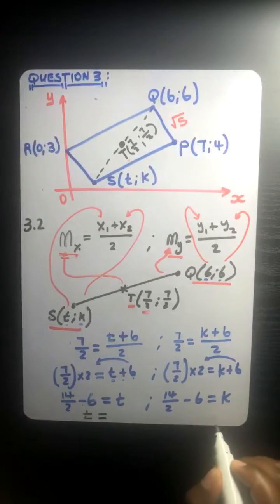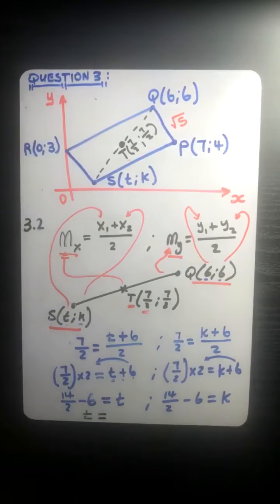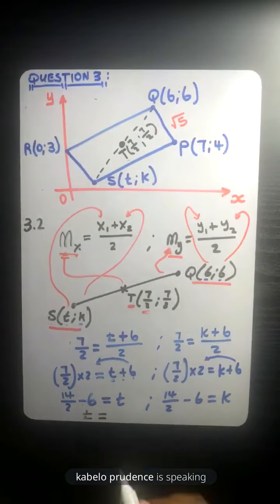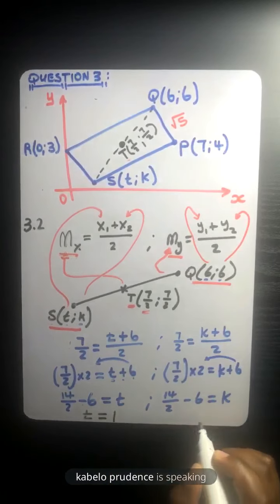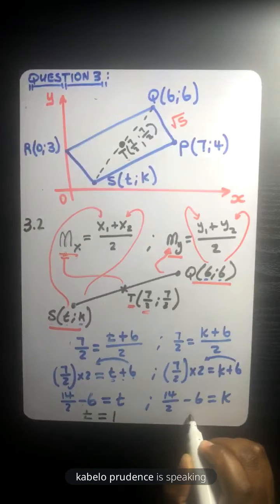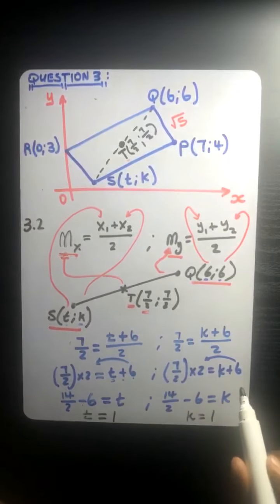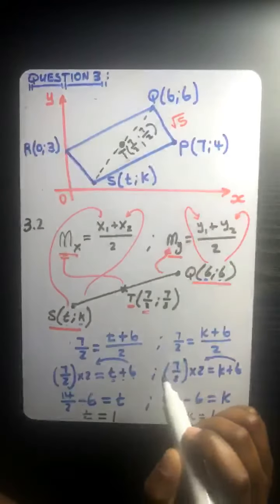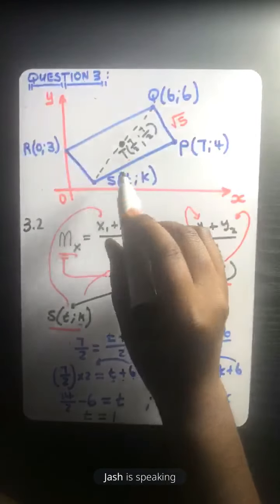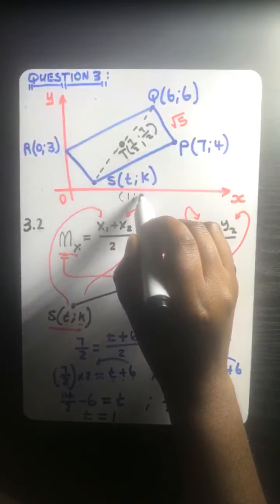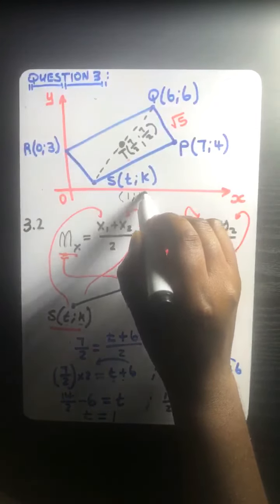Similarly, what are you getting, honorable member? Who's that? T is close to 1, then K is close to 1, which means the coordinates of X is close to 1, then Y is close to 1. Do you guys agree with that? Is she telling the truth? Yes, sir. Okay, so that means actually T is 1 and then K is 1.